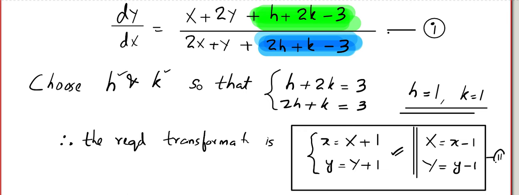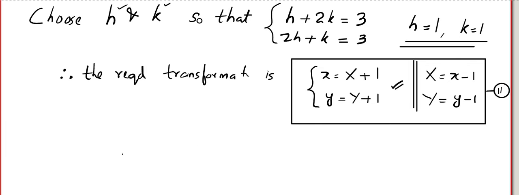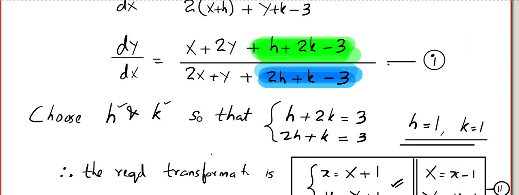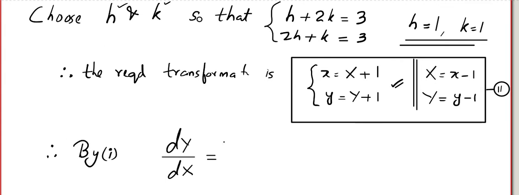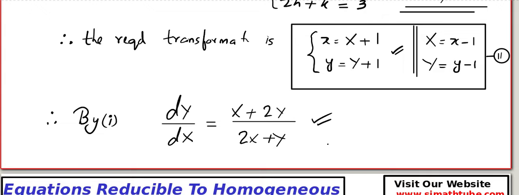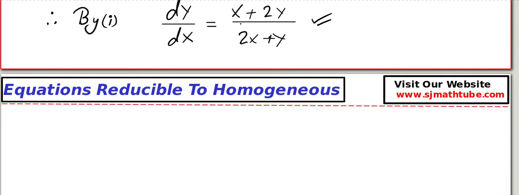Okay, so we can give this whole thing equation number 2. Now once more, let me tell you, if you plug in h equal to 1 and k equal to 1, the green part and the blue part will vanish. So now I am going to write, therefore by equation 1, the transformed equation is dY by dX equal to, come on, tell me, X plus 2Y by 2X plus Y. This is just a homogeneous equation which you learned in the last video.